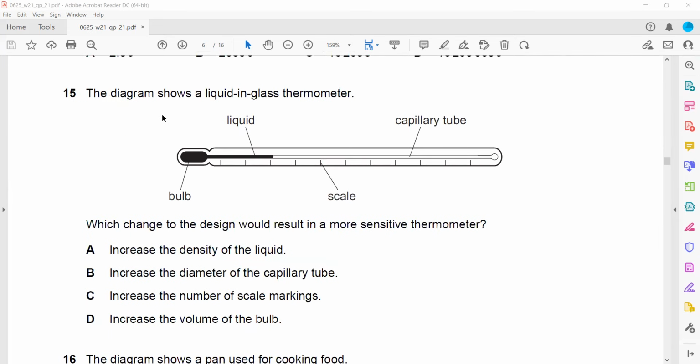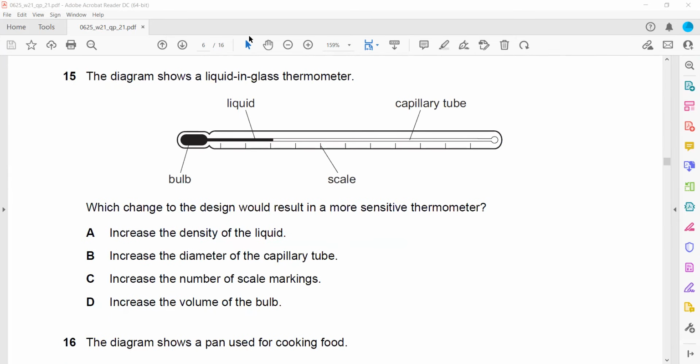In question 15, the diagram shows liquid in a glass thermometer. Which change in design will make it more sensitive? What is the meaning of sensitivity? Sensitivity means that for a small change in temperature, there is a greater change in the amount of liquid. So that is called sensitivity.